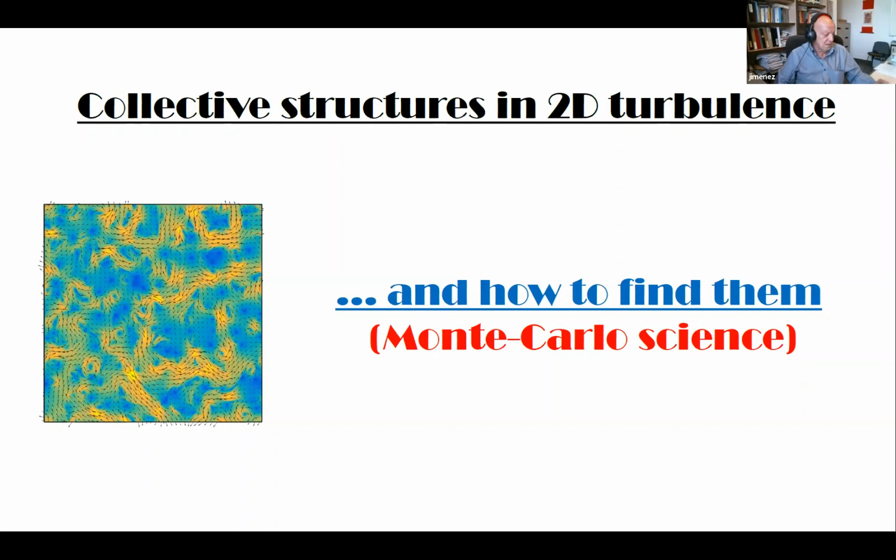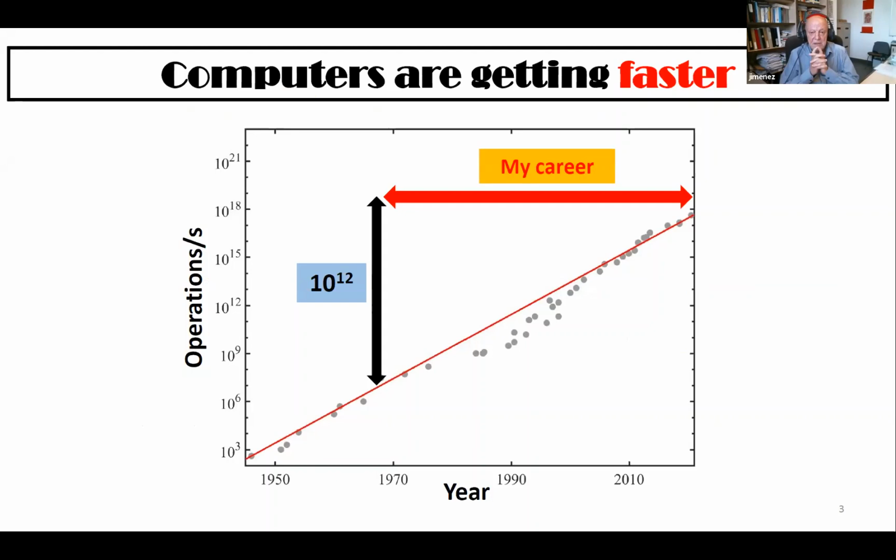As you know, computers are getting faster. This is something that has been true for all my lifetime, for all my career. And they have been getting a lot faster. During my career of, say, 50 years, computers have become faster by a factor of 10 to the 12. Now, 10 to the 12 is a serious number. It's almost an astronomical number. It is the radius of the solar system in meters. Something really big. So computers have become really fast.